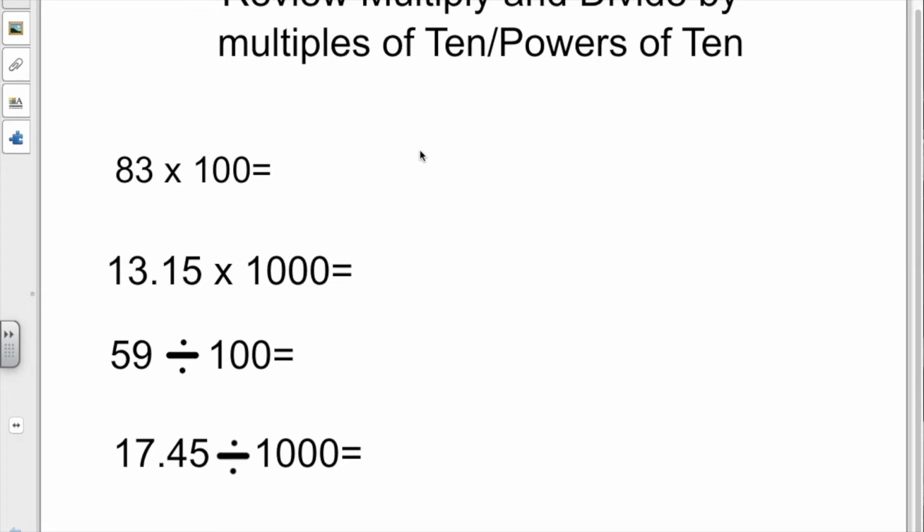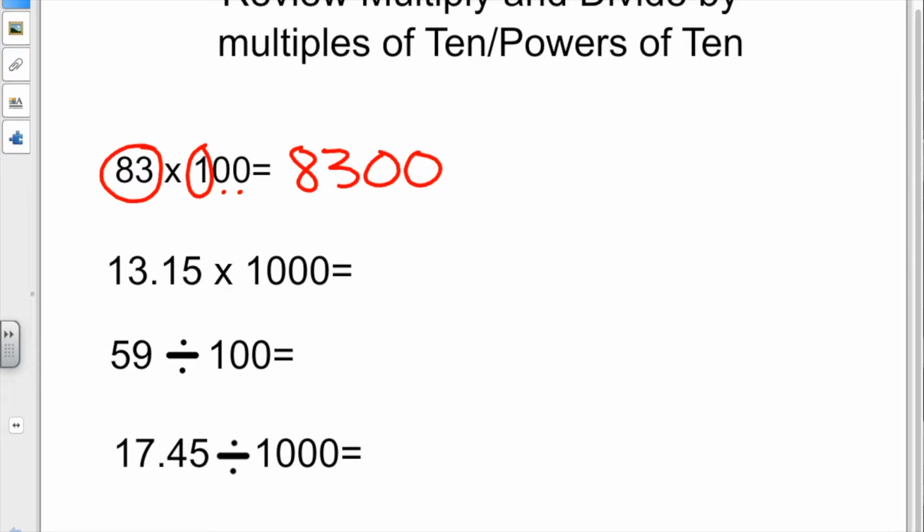Hello, this lesson is on finding and converting metric masses. First we're going to review some powers of 10 and multiples of 10. Our first problem here, we have 83 times 100. You can do this problem in many different ways. One way I like to think about it is 83 times 1, which gives you 83. Then you add your two zeros, so 8,300.